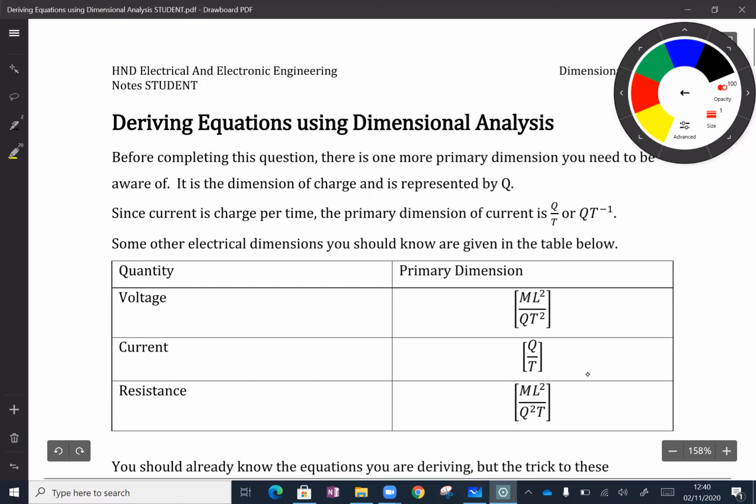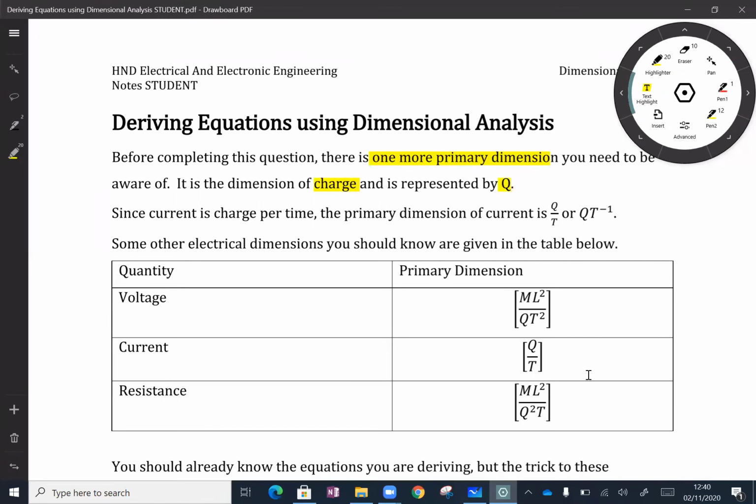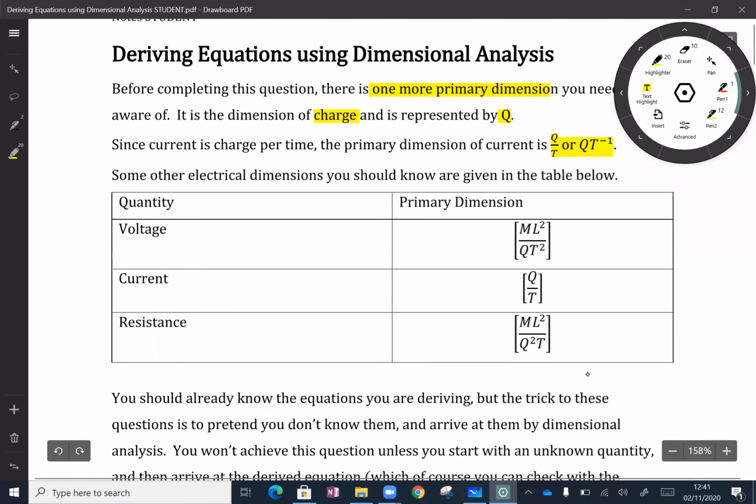Before completing this question, you need one more primary dimension that we haven't talked about. It's charge, and it's represented by Q. Current is charge per time, a flow of charge. So the primary dimension of current is Q over T, or QT to the -1. We didn't talk about this in question 1 because we didn't need it at that point.